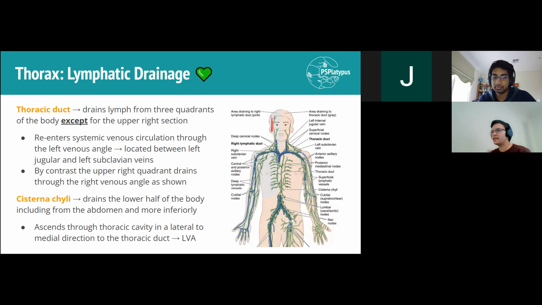And then by contrast, as I said, the upper right quadrant is going to be the right venous angle. And it's just called the right lymphatic duct. It's not got a special name like the left side. And then cisterna chyli, all the way down here. So you can see this really dilated portion. That's going to be what drains the lower half of the body mainly. So it's going to be the abdomen and then the pelvis. And again, that becomes more relevant for abdomen, but that will basically drain up into the thoracic duct and then drain back into the left venous angle.